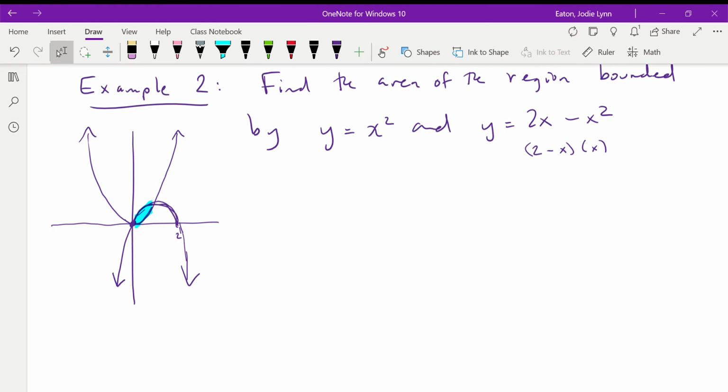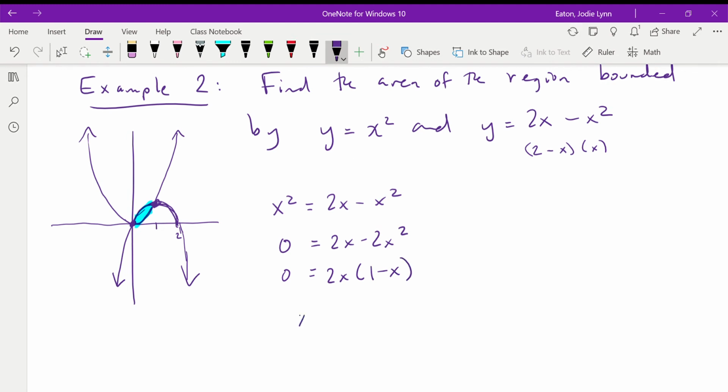So what I want to do is find the points of intersection of these parabolas. If I know those two points, I'll know the x values of my a and b. So how do I find the points of intersection? Well, I set them equal to each other. So I have x squared equals 2x minus x squared. So when I add x squared to both sides, I get 2x squared equals 2x. So 0 is 2x times (1 minus x).